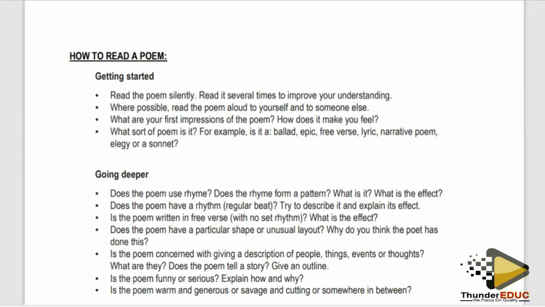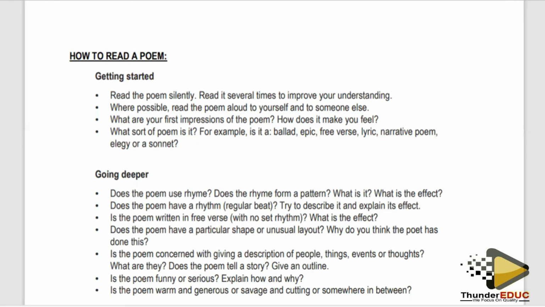So as a result, what is your first impression of the poem? How does it really make you feel? Is it making you feel sympathetic? Is it making you feel like crying, which means it's arousing empathy in you? Is it making you sad? Is it making you melancholic? Is it making you feel joy? So you must be able to put a feeling to it some way.